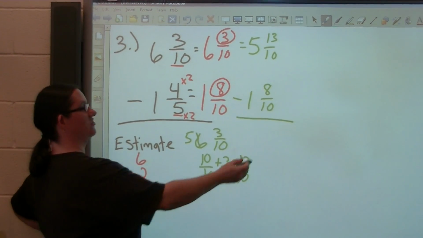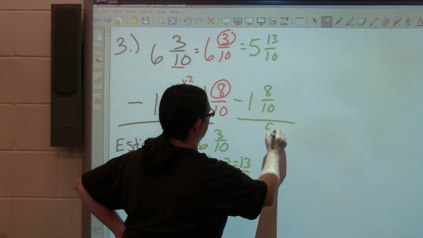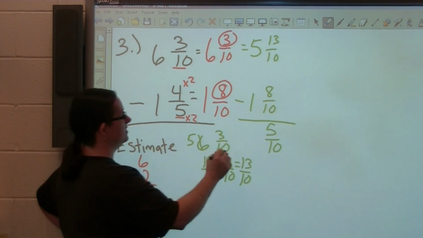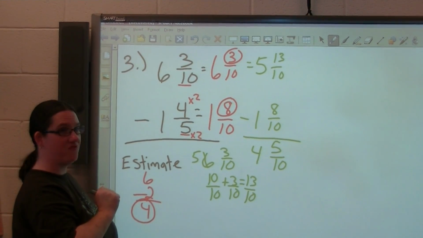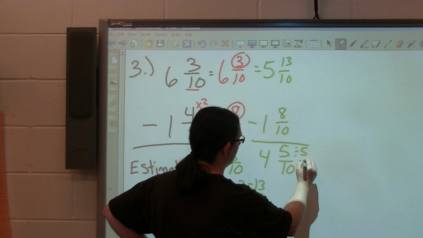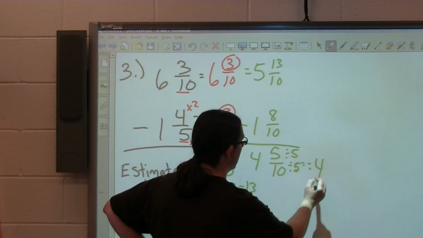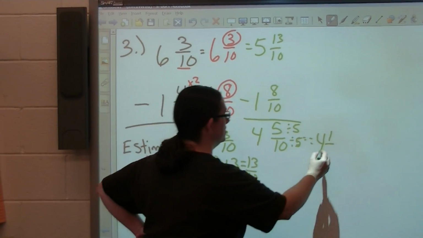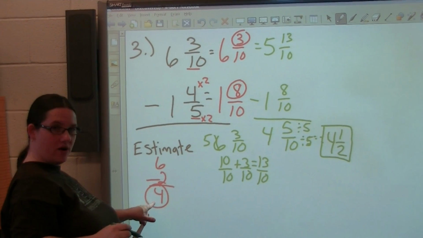Okay, now we can subtract our numerators. What's 13 take away 8? 5 tenths. 5 take away 1 is 4. Okay, now 5 tenths. Can I simplify that? Yes, we can. What can we divide both top and bottom by? 5. Good job. So this becomes 4, and what's 5 divided by 5? 1, and 10 divided by 5 is 2. So this becomes 4 1/2. Is that reasonable to 4? Yes, it is.